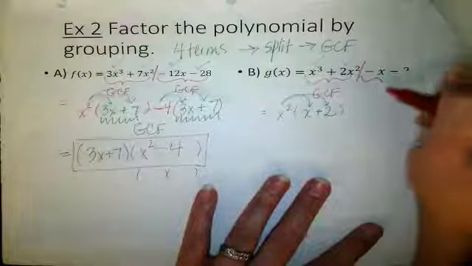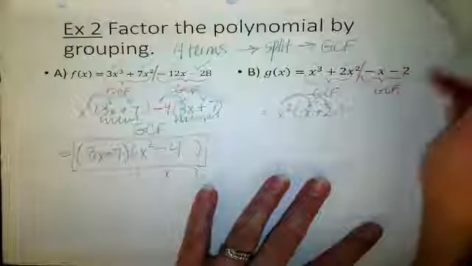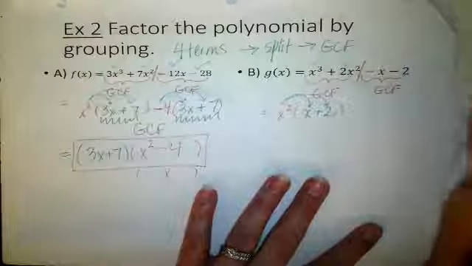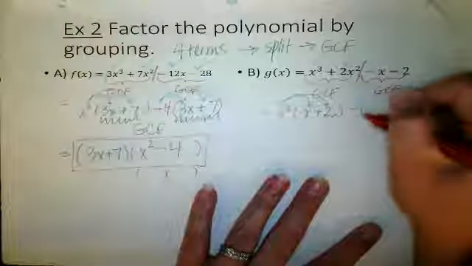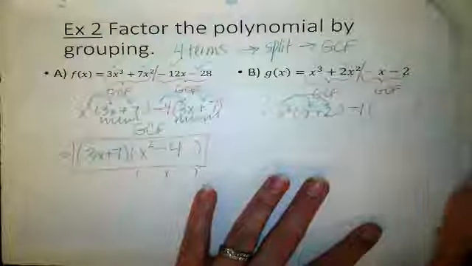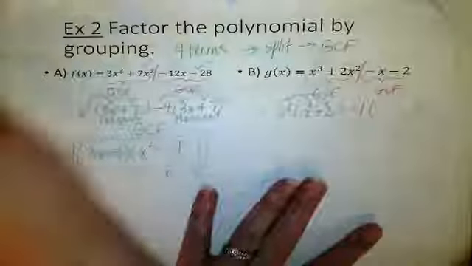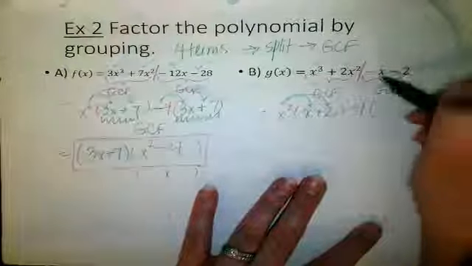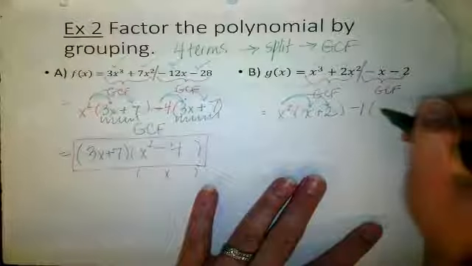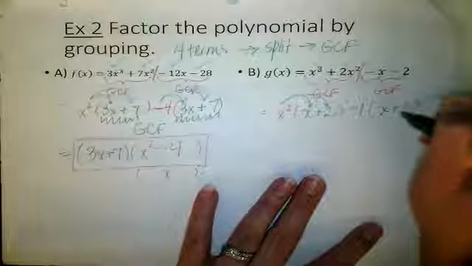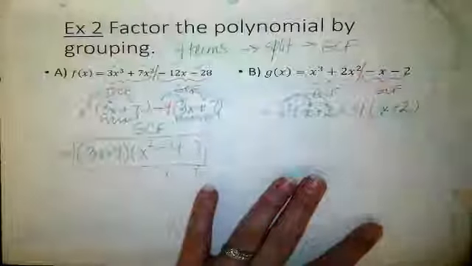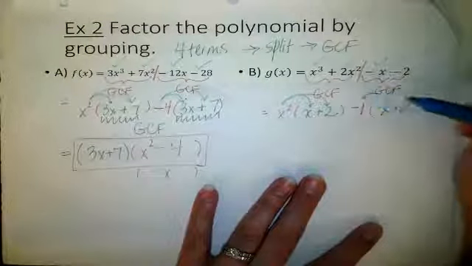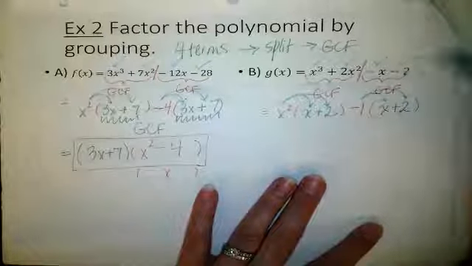And then again, we look at the last 2 terms. There's always something we can take out. What can we take out of the last 2 terms? Negative 1. Yes, we're going to take out a negative 1. Sometimes it might be a positive 1, but you can always take out something. If I take out a negative 1, what's left behind? X plus 2. And again, you can check by distributing. Negative 1 times x is negative x. Negative 1 times 2 is negative 2.